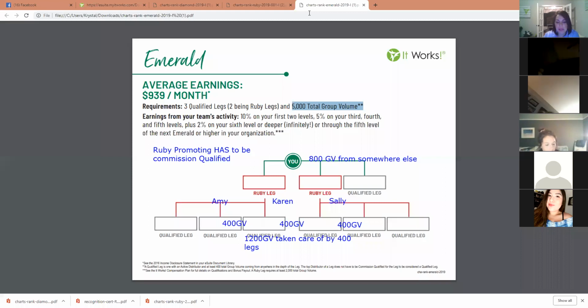So an Emerald is simply, again, you need 3 legs. Oh, it kept all my, hold on.